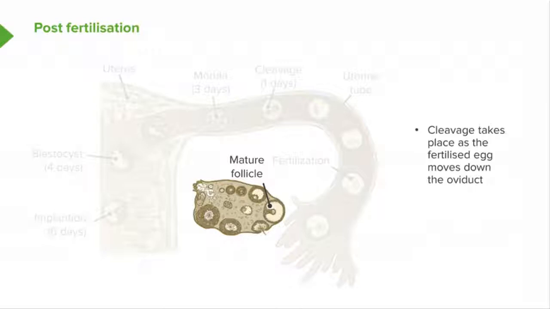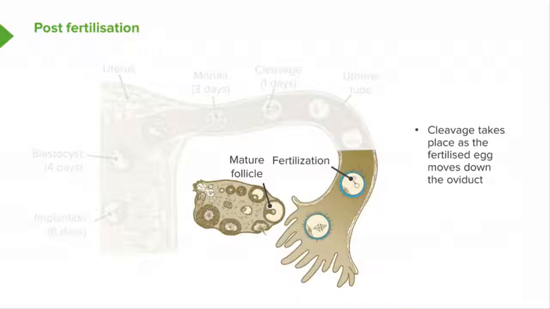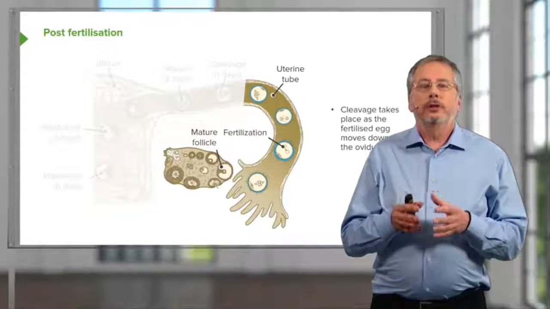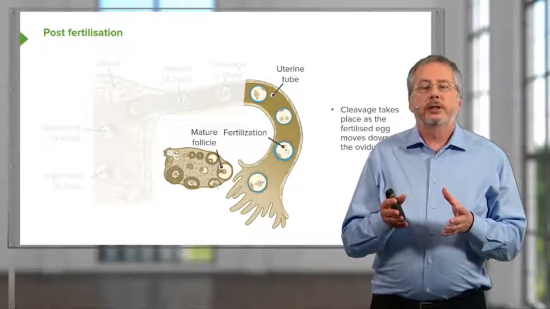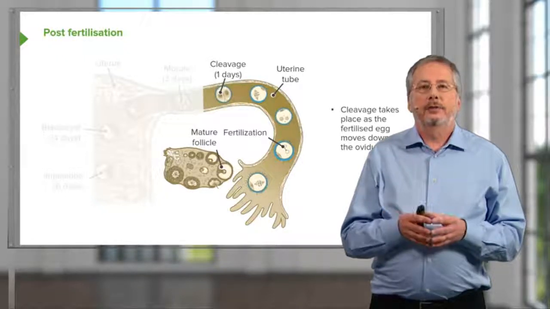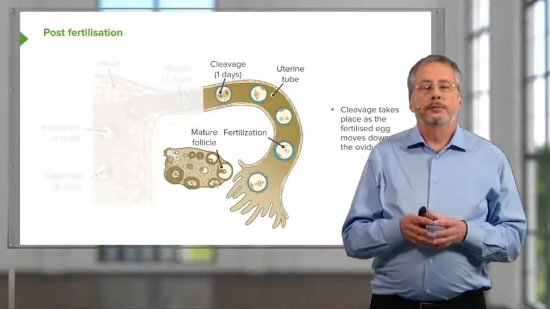Once fertilization has taken place up at the ampulla of the oviduct, then the fertilized egg is wafted down the oviduct towards the uterus, and the cells are dividing as they go. No increase in size is taking place, so at each division, the cells of the developing preembryo get smaller, halving in size at the first division, becoming quarter size at the second division, and so on.